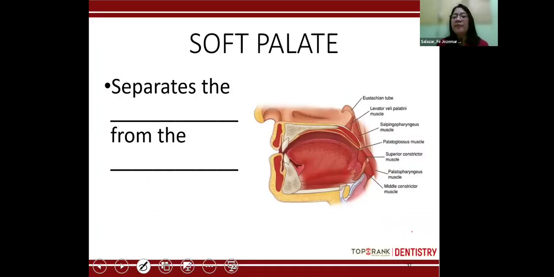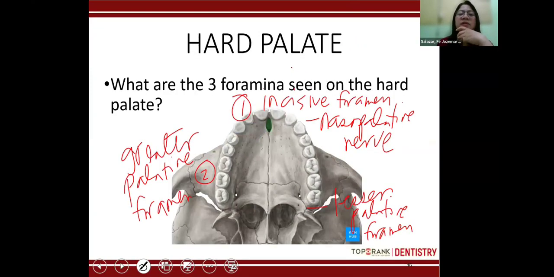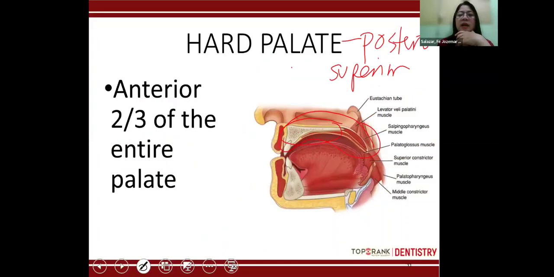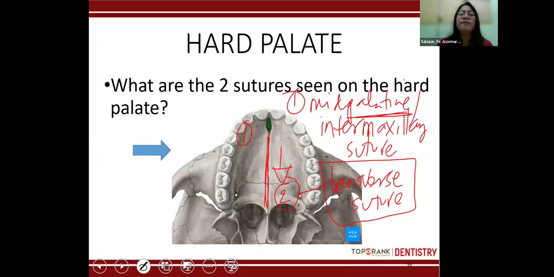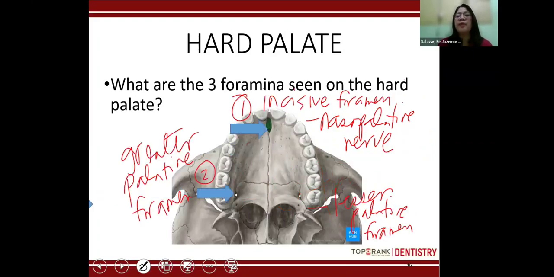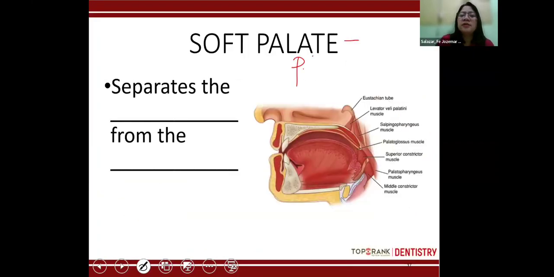Next, the soft palate. This is the, wait lang. Okay, mali yung sinabi ko kanina sa hard palate. Balikan ko lang ha. Okay, superior boundary to. Antero actually. Antero superior boundary. Okay? Antero superior boundary. Sorry. Okay, nagkamali lang. And then yung soft palate naman, yung postero superior boundary. Okay? So postero superior boundary.